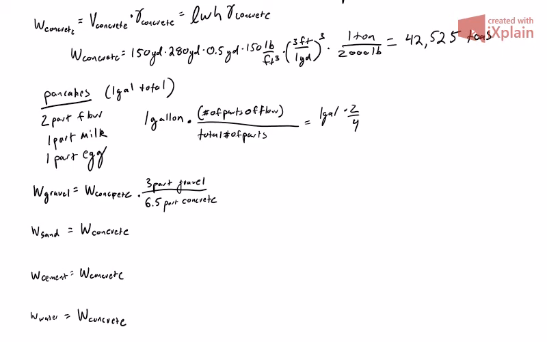Now I'm going to abbreviate my spelling a little bit. For the next, we had 2 parts sand to 6.5 parts concrete. For cement, we had 1 part cement per 6.5 parts of concrete. And for water, we had 0.5 parts water to 6.5 parts of concrete.